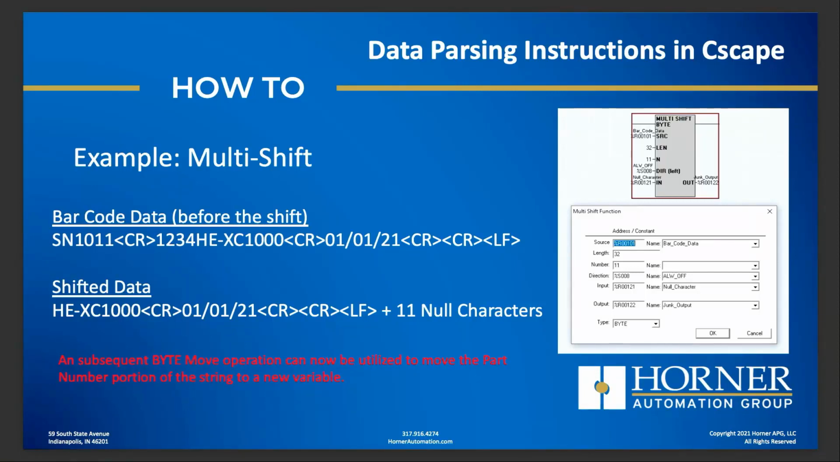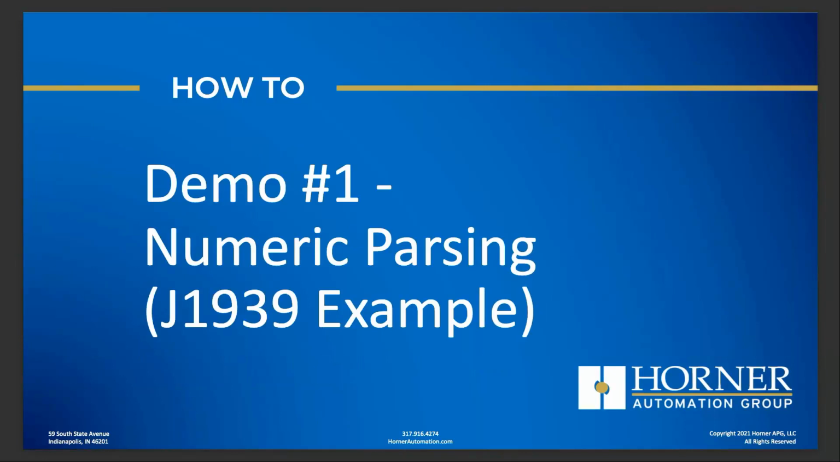Okay, so we'll use, again, a byte move to move the 9 bytes from this string over to its own variable, and then we'll use another byte move of a constant of 0 to fill in the end of our part number variable. Okay, so that is the multi-shift type instruction. All right, let's go ahead and do a couple of demos. And let's start with an example where we do some numeric parsing.